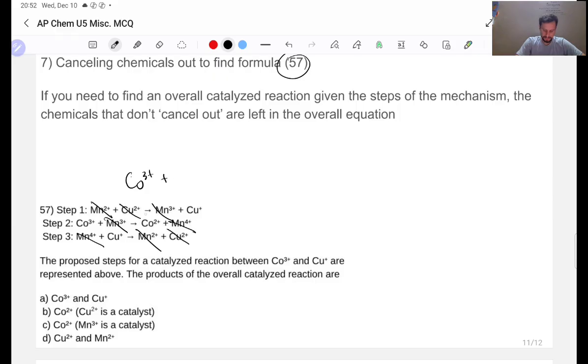Cu+, yeah, here we go. So all that's left for products is the Co2+. So it's going from Co3+ to Co2+. That is the overall equation here. And then there's another chemical, which is the Mn2+, acting as a catalyst. So the product is just Co2+, and so C is correct for this one. So you're looking at everything that cancels out, and what's left would be the overall equation.